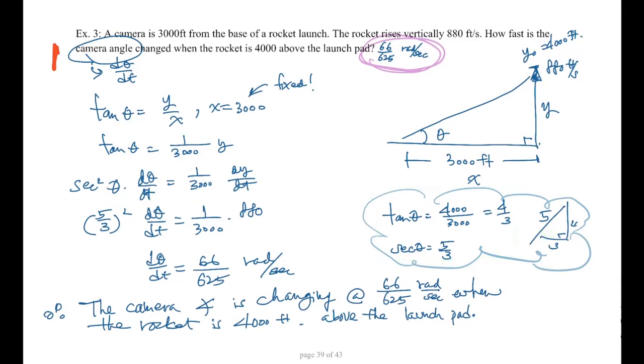If that's the theta over here, what is secant theta equal to? Why do I want to know secant? Because I have secant over here. And then we know the secant theta is obviously 5/3. And plugging that information over here, we know that dy dt is 880. Solving for that, I get 66 over 625 radians per second. Okay, so the camera angle is changing 66 over 625 radians per second when the rocket is 4,000 feet above the launch pad.